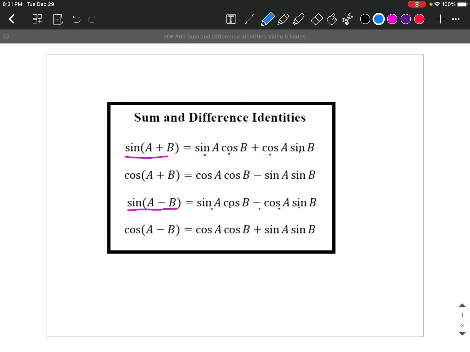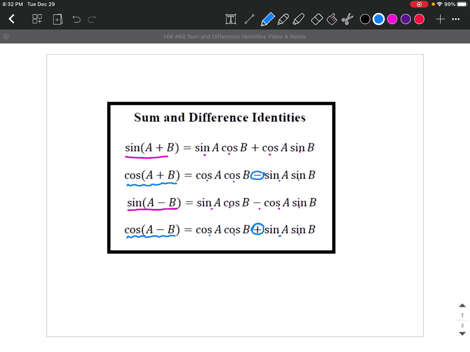But if you look at the cosine functions, cosine of the sum, it's cosine of the first, cosine of the second, and it changes the sign now to subtraction, then it's sine A, sine B. Cosine of the difference, it's cosine of the first, cosine of the second, change subtraction to addition, sine of the first, sine of the second. So those are the patterns I want you to be aware of.